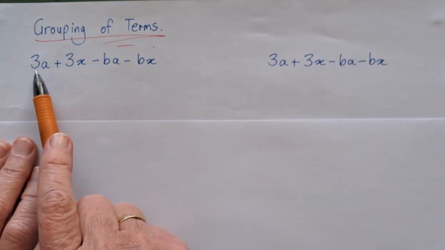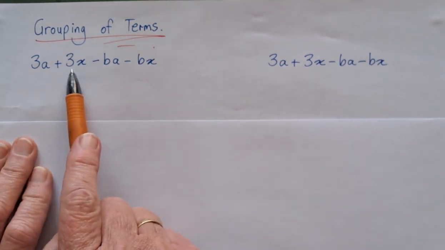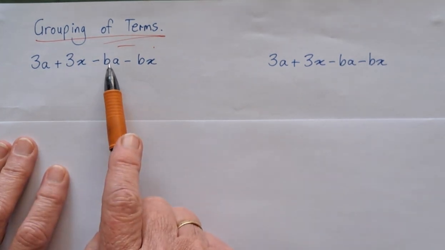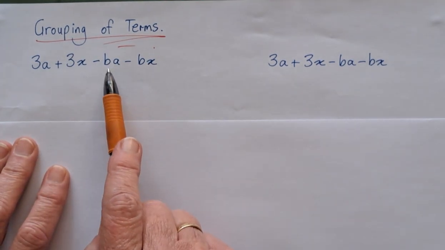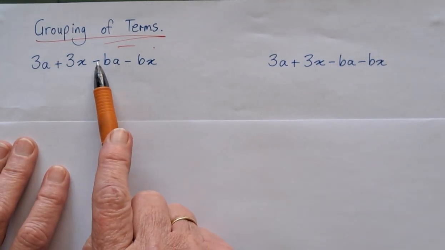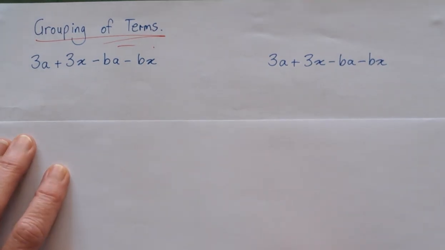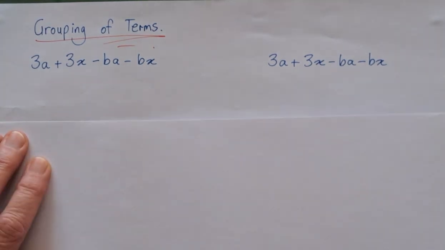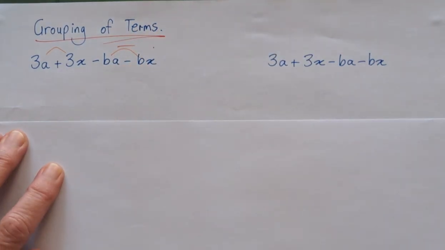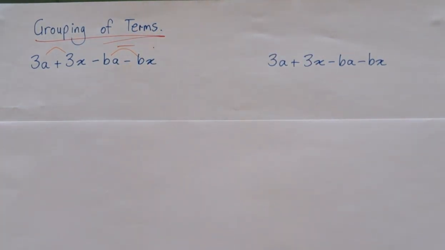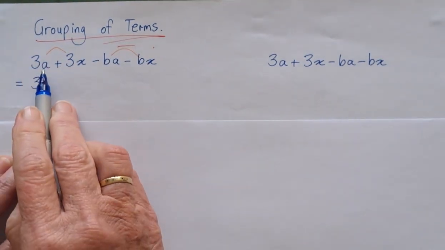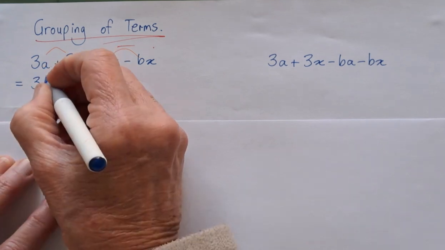So if I look at the first two, the common factor there would be 3, and I'd be left with a plus x. And if I look at the second two, I've got a common factor of b, and it looks like a minus x, but if you remember some rules about this, you'll see that it is going to become a plus x. So I'm going to, in this case, group the first and second and the third and fourth. So let's see how that's going to work out. Taking out my common factor of 3, I'll be left with a plus x.